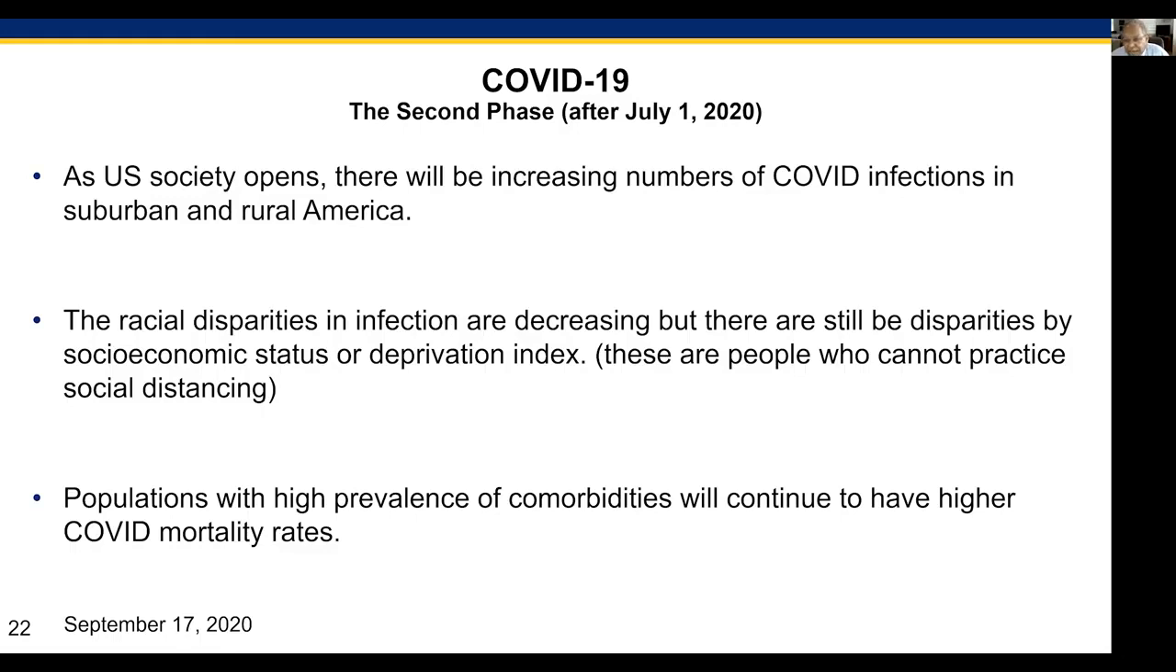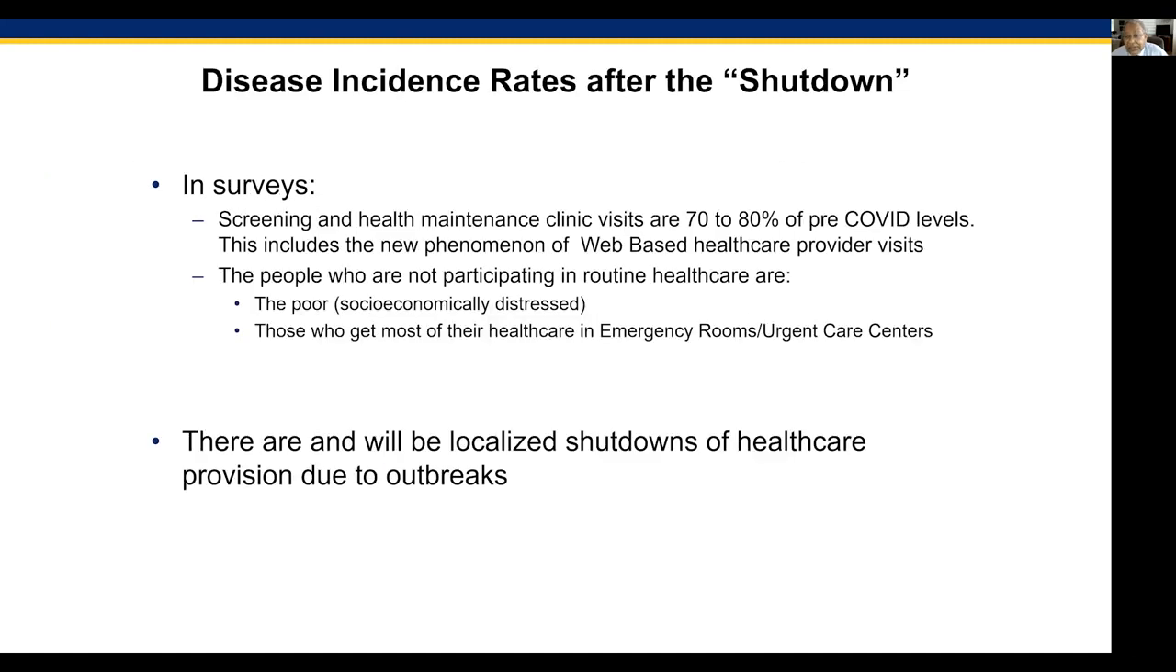Now, populations with high prevalence of comorbid disease will also continue to have higher COVID mortality rates. And unfortunately, those comorbid diseases tend to be higher in poor populations. Now, in surveys, screening and health maintenance clinic visits are 70 to 80% of their pre-COVID levels. This includes the new phenomenon of web-based healthcare visits. The people who are not participating in routine healthcare are, again, the poor, the socioeconomically distressed, and those who tend to get their healthcare in emergency rooms and urgent care centers.